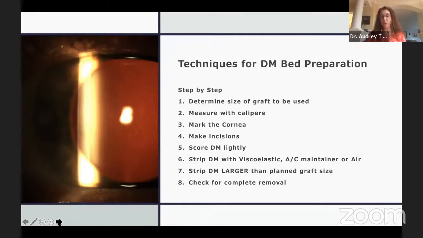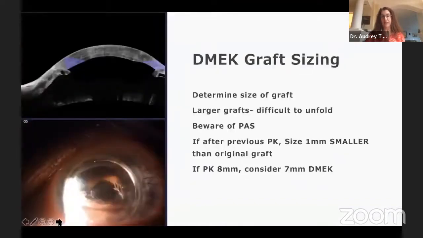Be consistent, try all of them. I prefer the AC maintainer. For DMEC versus DSEC, you want to strip the area larger than the planned graft size. And the reason for that is because Descemet's does not stick to Descemet's. When you have a situation where there is a previous PK, size it 1 millimeter smaller than the original graft, for example, if you had an 8 millimeter original graft, consider a 7 millimeter DMEC.